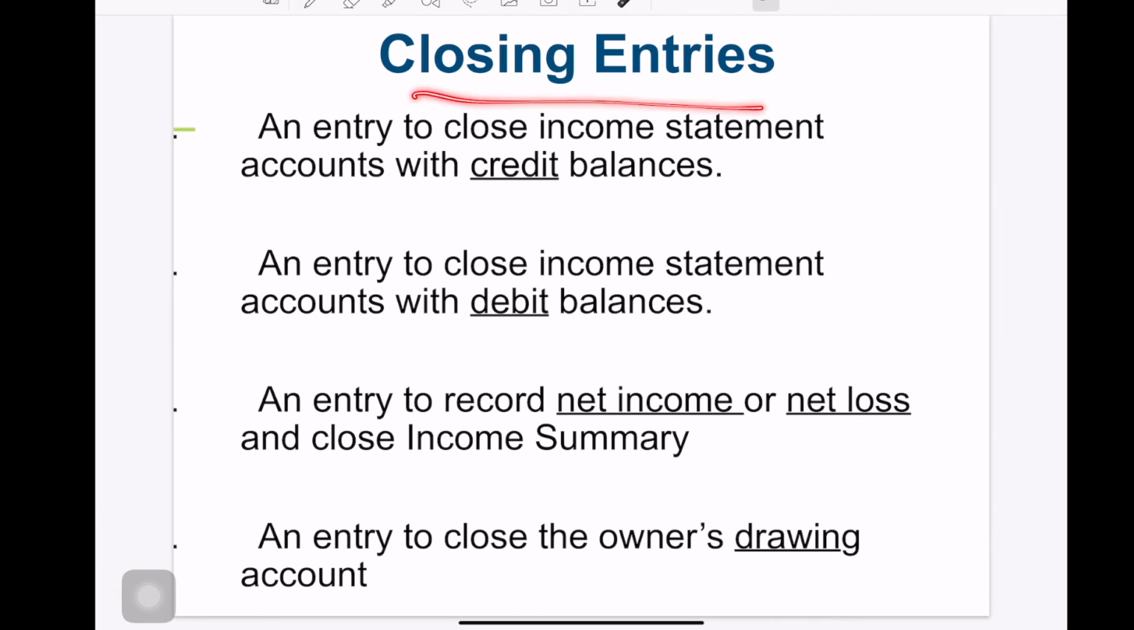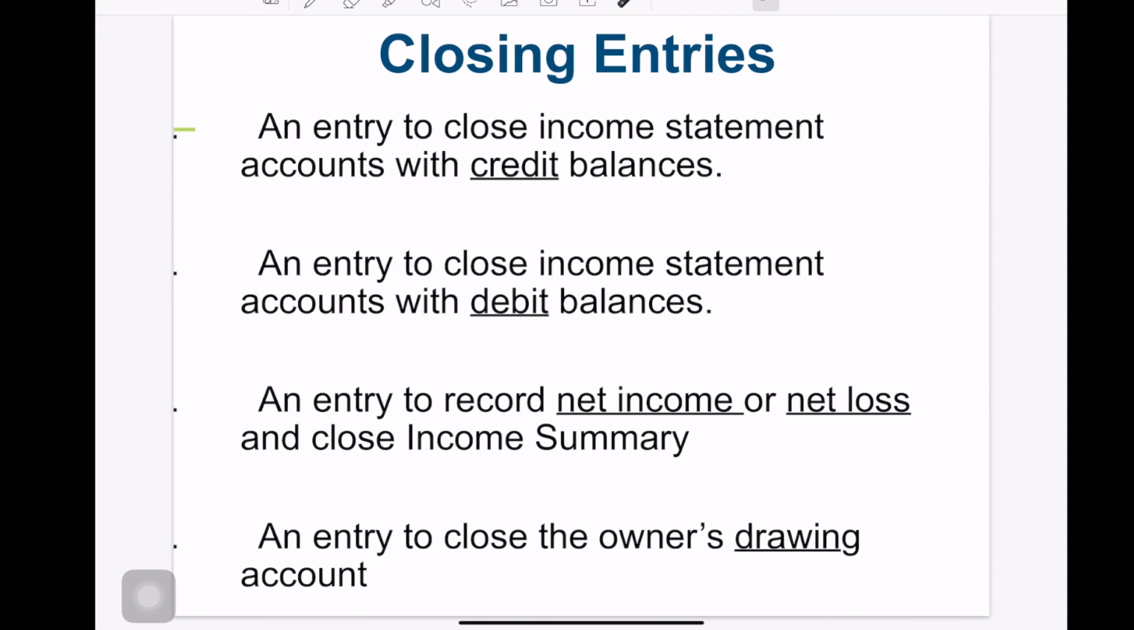Closing entries. An entry to close an income statement account with a credit balance. So there are 4 different types of closing entries. Number 1 is an entry to close our income statement accounts with credit balances. 2 is an entry to close our income statement accounts with debit balances. So that would be our expenses. 3, an entry to record our income or loss and close out our income summary. And then 4 is an entry to close our drawing account.